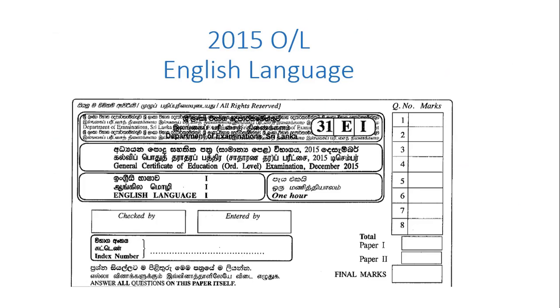Hello students, we are going to discuss the O-Level paper of 2015 English language. You have to answer all the questions. There are two parts in your English paper, paper 1 and paper 2. Each paper carries 8 tests altogether. There will be 16 tests. You have to answer them all. Okay, we'll see the tests.